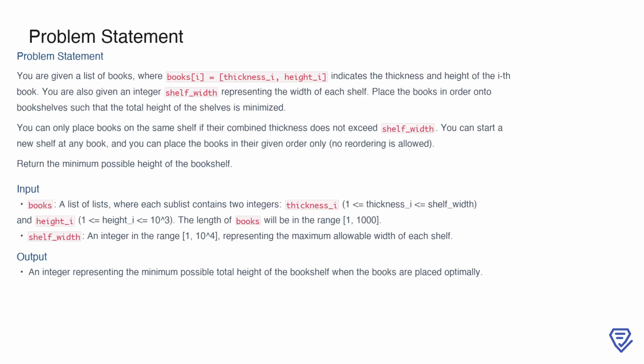In this problem, you're tasked with organizing books onto bookshelves in a way that minimizes the total height of the shelves. Each book is represented by a pair of numbers, its thickness and its height. The goal is to place these books in the given order onto shelves, where each shelf has a maximum allowable width. Books can only be placed together on the same shelf if their combined thickness doesn't exceed the shelf's width. Additionally, you can start a new shelf at any point, but you cannot change the order of the books. The output will be the minimum total height of the bookshelves after optimally arranging the books.